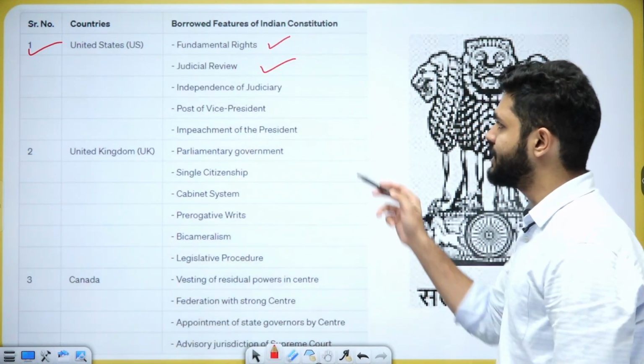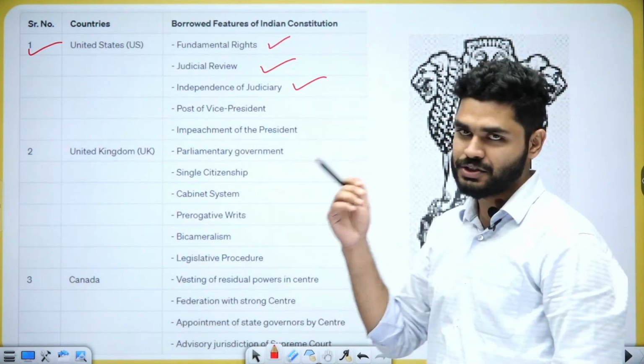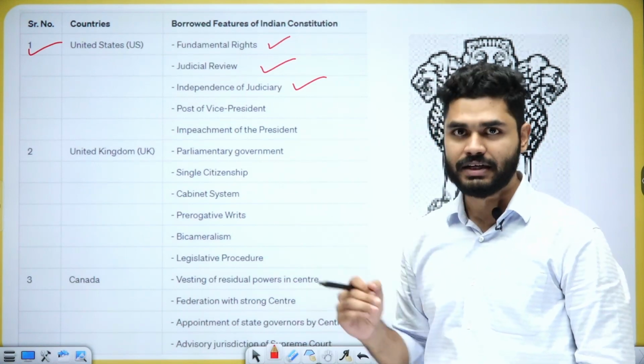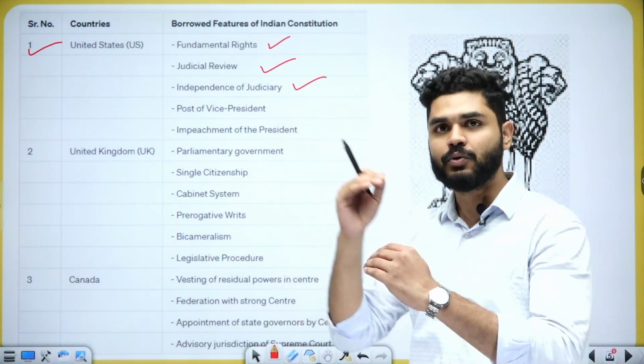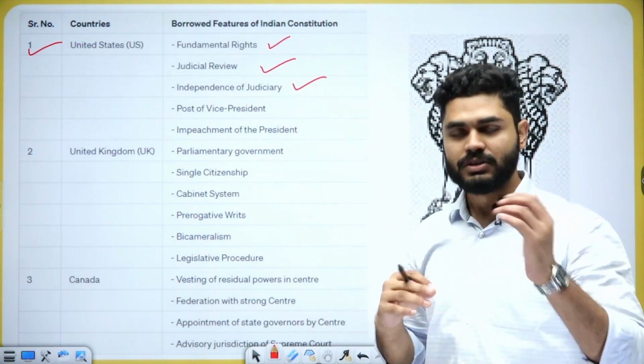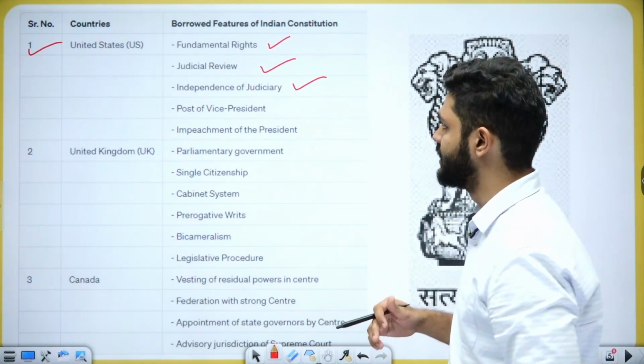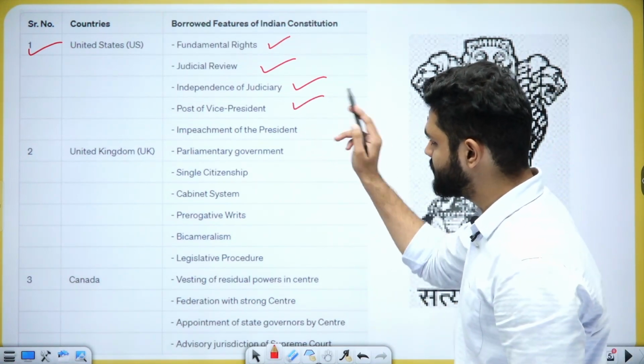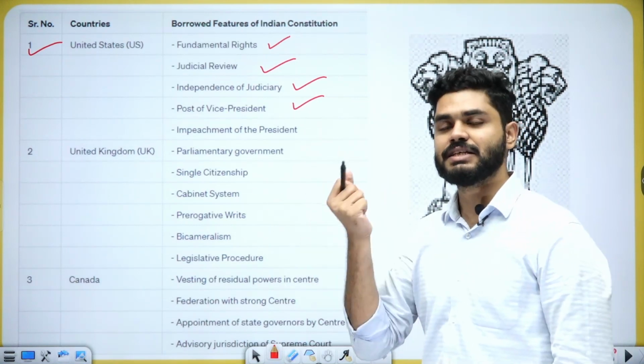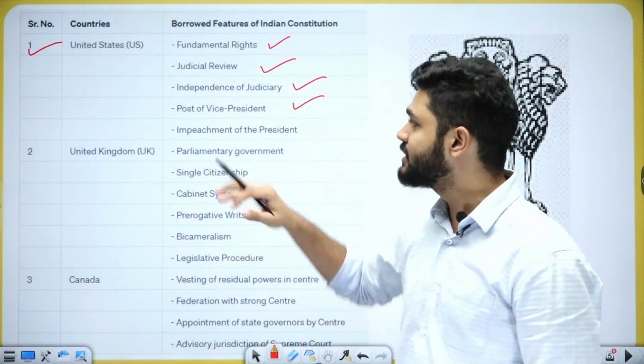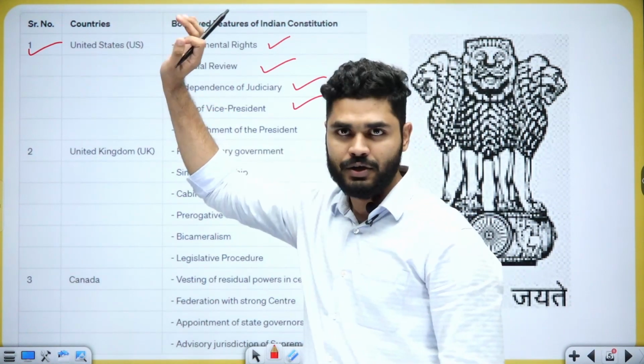Third one is independence of judiciary. Our judicial system is integrated, where there is Supreme Court, then High Court, then lower courts, and on the other hand it is also independent in nature. The post of Vice President. Some people criticize it, some people say that it is important, but this particular post has been borrowed from United States of America.